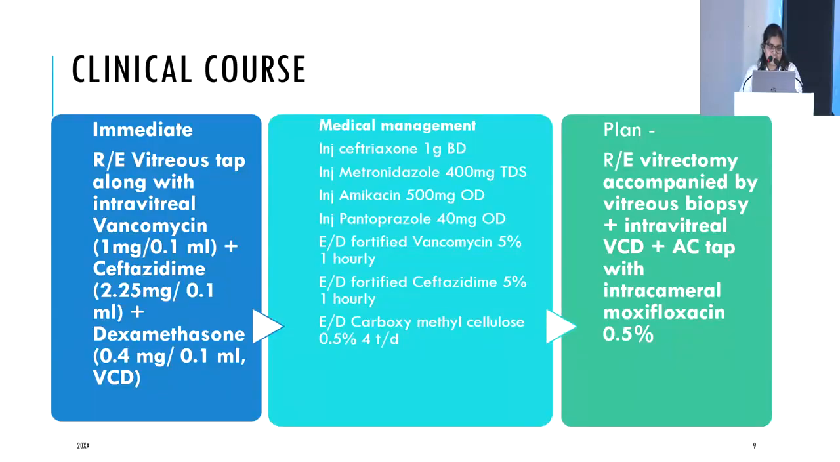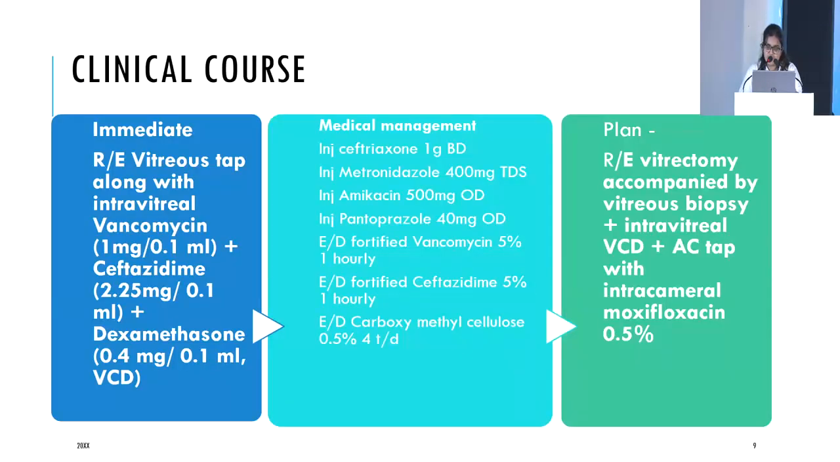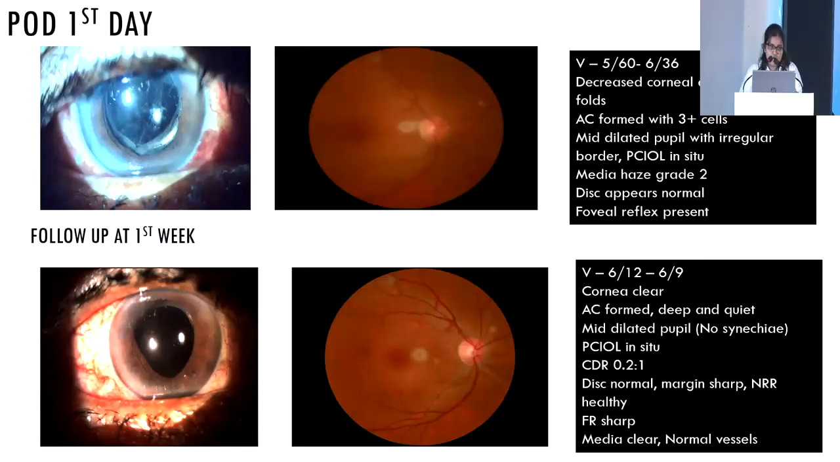She was immediately taken for right eye vitreous tap with intravitreal VCD, and she was managed medically with injectable antibiotics, and fortified eye drops were started. The plan of right eye vitrectomy with vitreous biopsy, intravitreal VCD and AC tap was done. On first day follow-up, her visual acuity had improved from 5/60 to 6/36 with improved media clarity, and on first week follow-up, the vision had improved to 6/9, and the AC reaction had also decreased with improvement in media clarity.